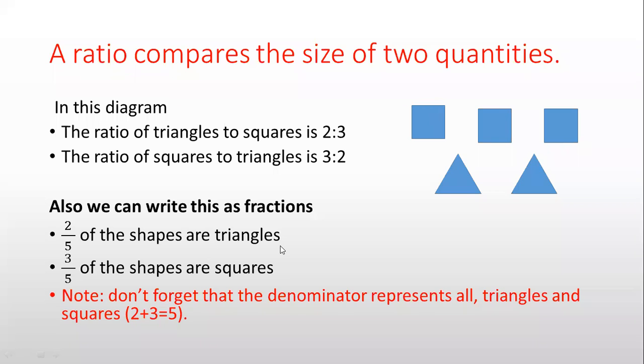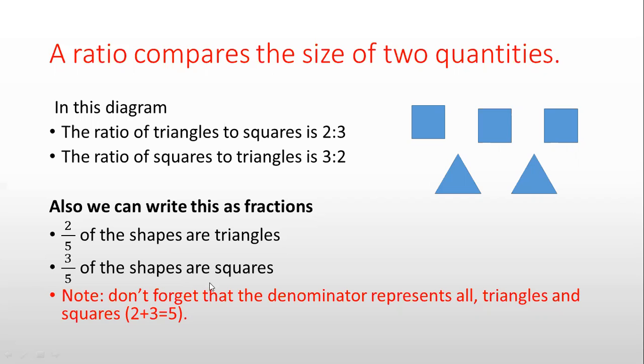For example, in your class, if there are 12 students, and 5 of the students got full marks, I can write the ratio. I will say 5 over 12 of the students got full marks. So in this case, I can write the ratio as a fraction.